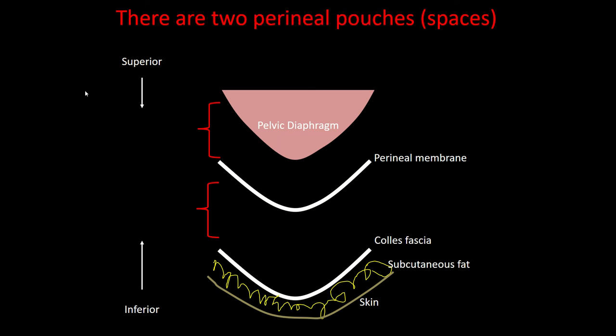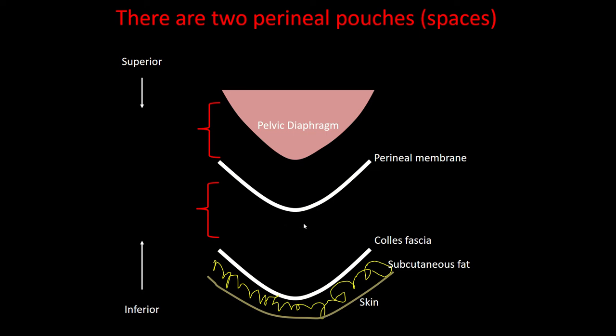Hi, it's Dr. Ray. So there are two perineal spaces, commonly referred to as pouches, that you should be aware of anatomically. Essentially these are two regions of the perineal part of the body that are separated by fascia, and there are certain contents that exist in each of these spaces.